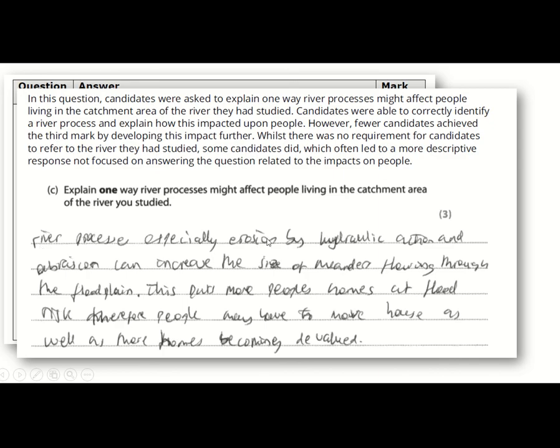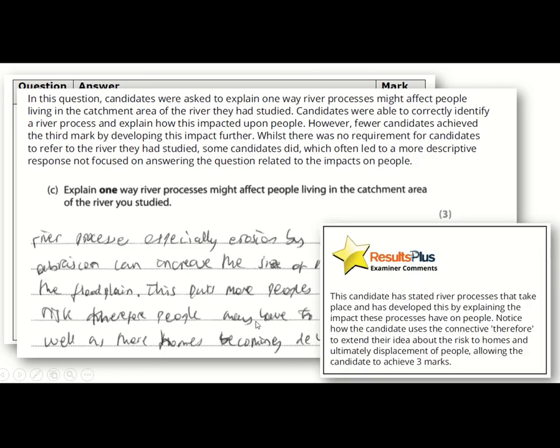So, river processes, especially erosion by hydraulic action and abrasion, can increase, so that's tick, can increase the size of meanders flowing through the floodplain. This puts more people's homes at flood risk, tick, therefore people may have to move house, tick. There's 3 marks there. So, talks about hydraulic action and abrasion, then it talks about potential flood risk on people's homes, and the fact that the people might have to move home. So there you go, you've got 3 marks there.